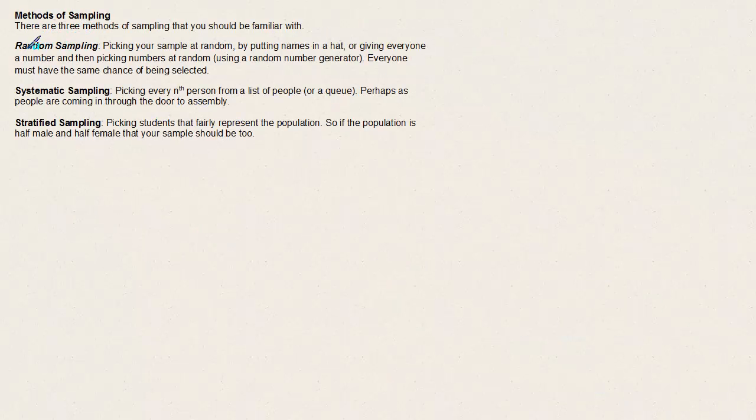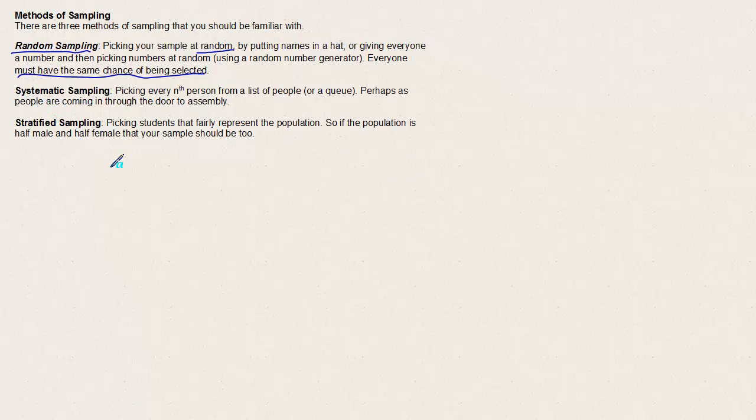Methods of sampling. There are 3 methods of sampling that you should be familiar with at this stage. There's actually a lot more types. Random sampling. Picking your sample at random. For example, by putting names in a hat or giving everyone a number and then picking numbers at random, which you could do using a random number generator, such as there's one on your calculator. Everyone must have the same chance of being selected, and that's really important. In a random sample, everyone has to have the same chance of being selected.